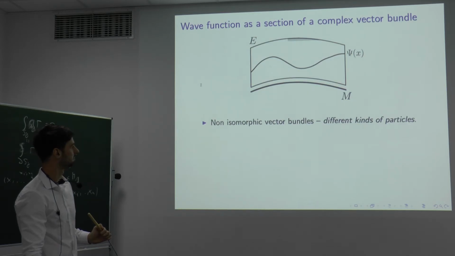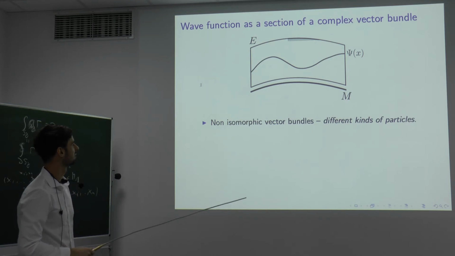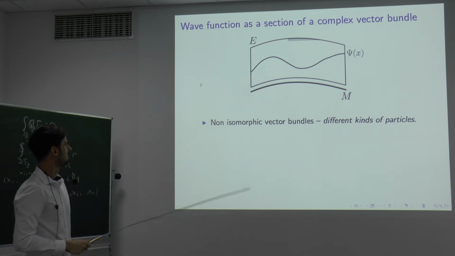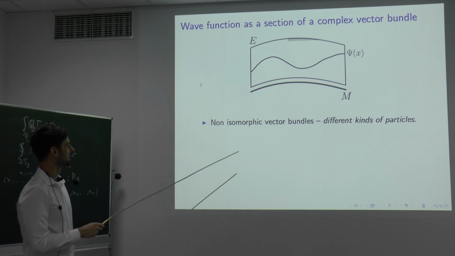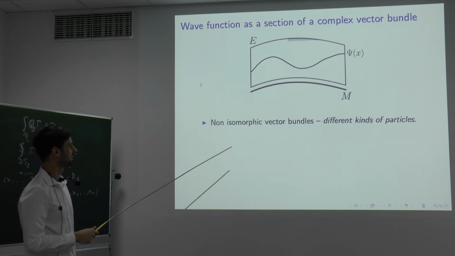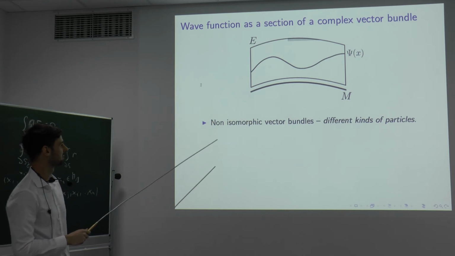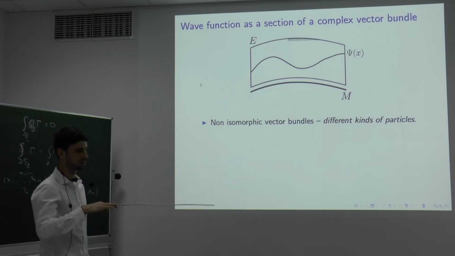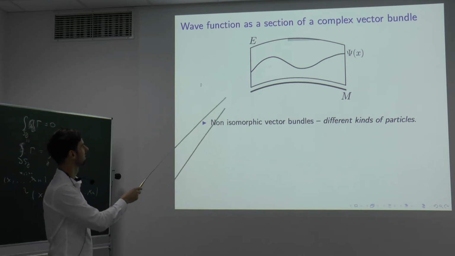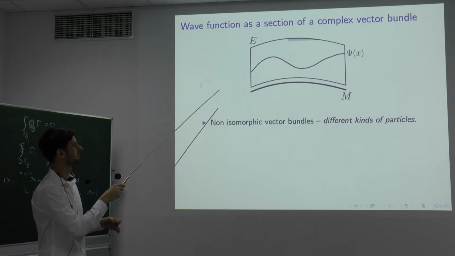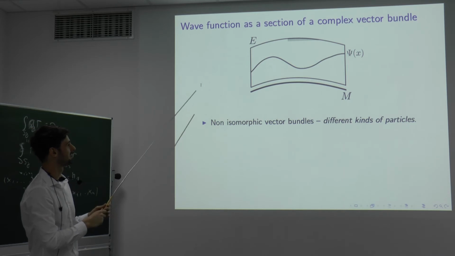Okay, and another conclusion that we can draw from this setting is the classification of different kinds of particles on topologically non-trivial spaces. So what we call a class of particles is actually a class of complex vector bundles, isomorphic vector bundles.